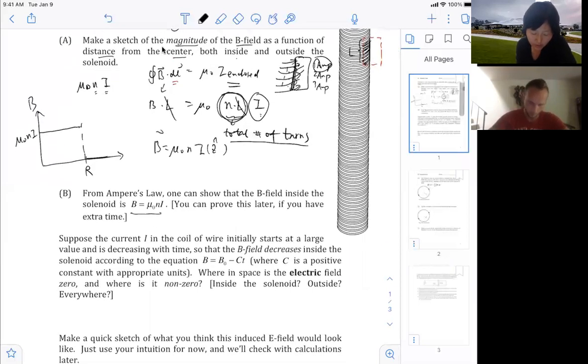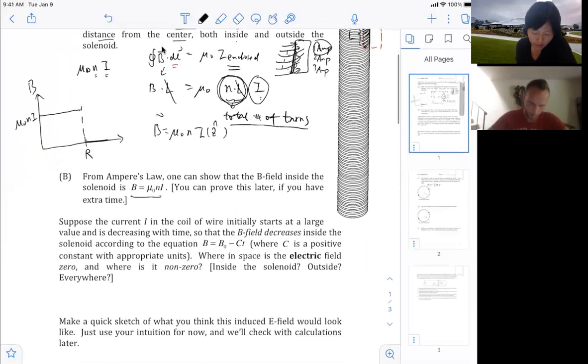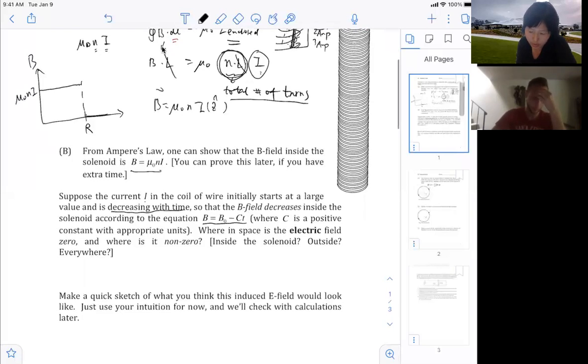So we derived this, but now your current is decreasing with time. As a result, your B field is decreasing with respect to time. And here we're really just asking for a prediction. If you have a prediction, we can talk about it now. Where in space is the electric field 0, and where might it be non-zero? Will it be inside the solenoid, outside, or everywhere?